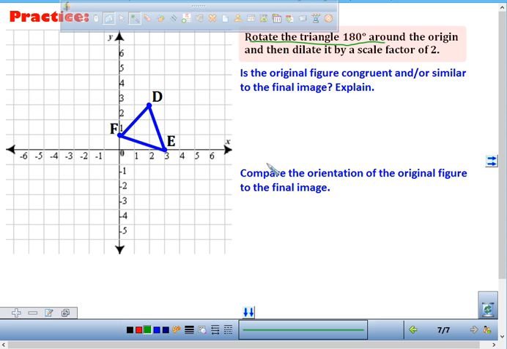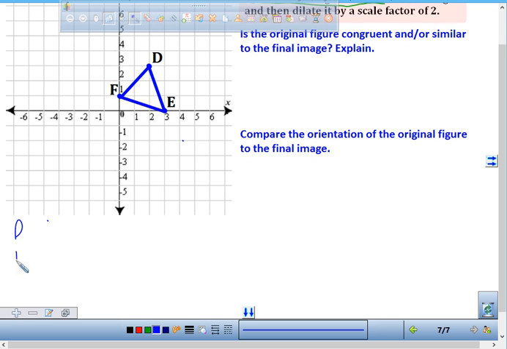So let's write down the ordered pairs for DEF. Okay, DEF. Actually, I'm going to write it over here because that's where our question is going to go. Okay, so D, E, and F. What's D at? Other way around. 2, 3. Yep, you want to write the x coordinates first. 2, 3. E. Good. And F. Good.